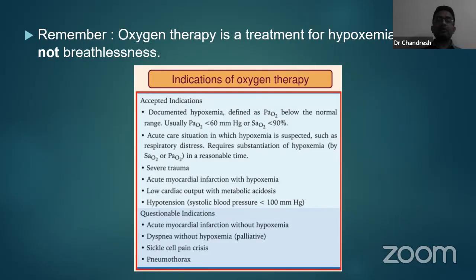A patient who has met with severe trauma will most of the time be obtunded or drowsy. In that condition, it may be beneficial to give oxygen to such a patient. Plus, a patient who has recently developed acute MI with hypoxemia, in such a patient, you can start. Also a patient with low cardiac output with metabolic acidosis, or a patient in severe shock.